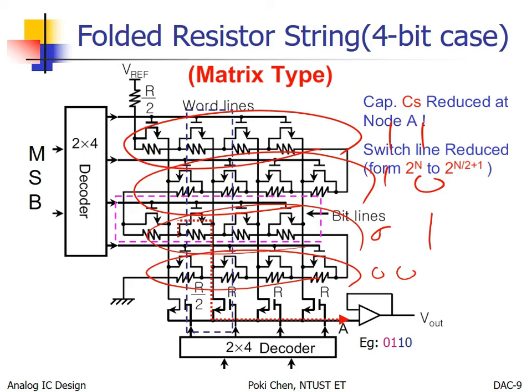It means what? For MSB bits, if it is 0, 0, then this one needs to be selected. This row, we have 4 rows or 4 folds, okay? In this way, we have rows and columns. So MSB bits help us to select the correct row.